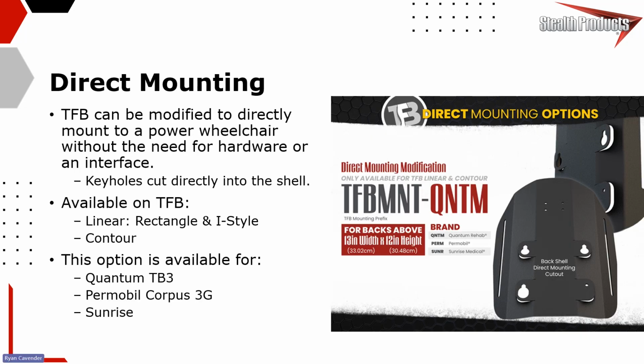Last thing to get this mounted would be our direct mounting. So if you don't need a ton of adjustability, you need to maximize seat depth, you need it to be as light as possible, or you just don't want more parts on this chair than you need that could maybe fail down the road, we can remove all of that extra stuff and put directly into the shell. We can mount directly onto the center spine of a Quantum TB3, a Permobile, or some Sunrise things. So this will just drop right onto those holes, and you don't need to sacrifice performance of the shear reduction on that chair if it's got power recline, things like that.